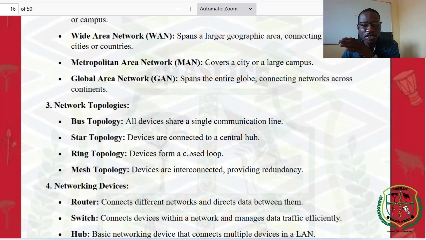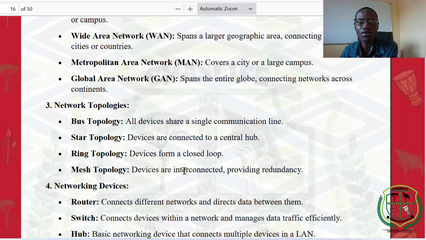Then there's what we call a star topology. In a star topology, the devices are connected to a central hub. Look at how a star is. In the middle, there's a hub, and all of them are connected to the central hub. You can also Google this and see how it looks in a picture.